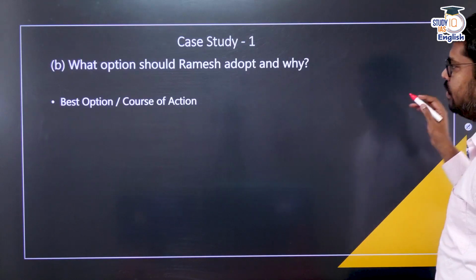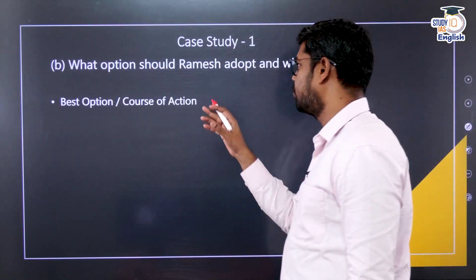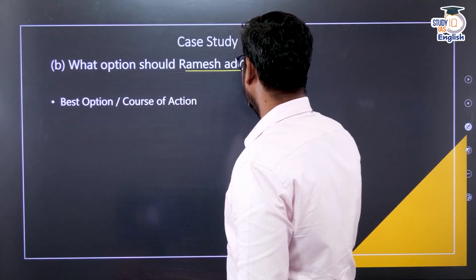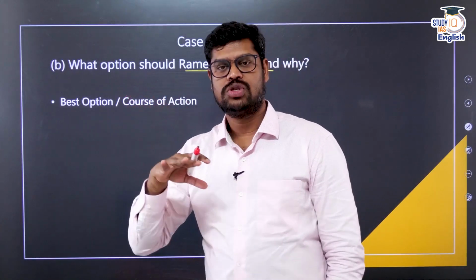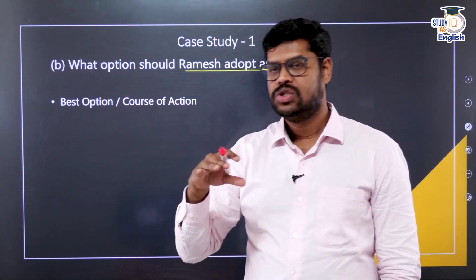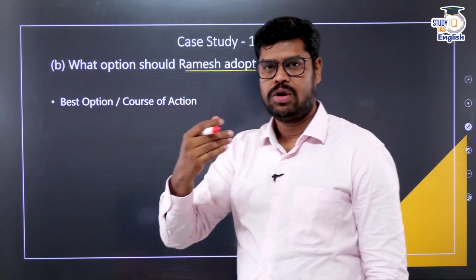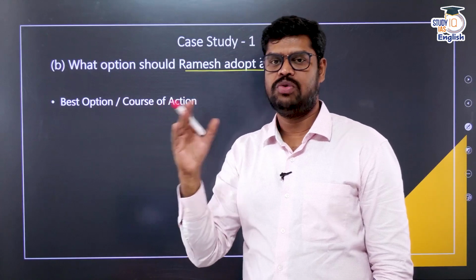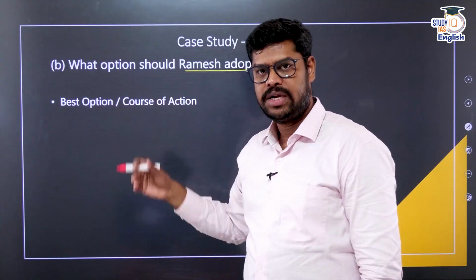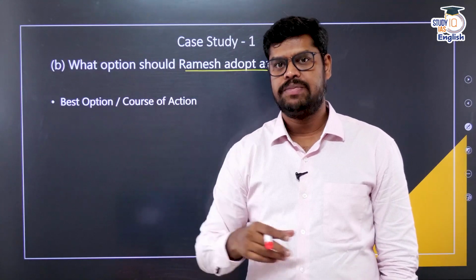But what could be the best course of action, or what option should Ramesh adopt and why? So this is asking for the best course of action among all the things. Although they are asking what is the best option, you can elaborate on that. You can even make it a course of action. You can logically combine certain options also, because a single option may not be the best option.